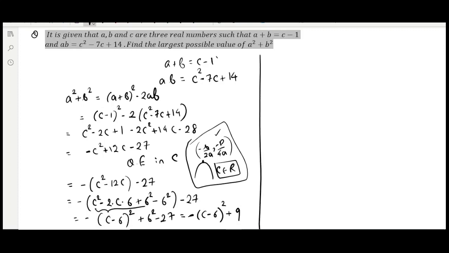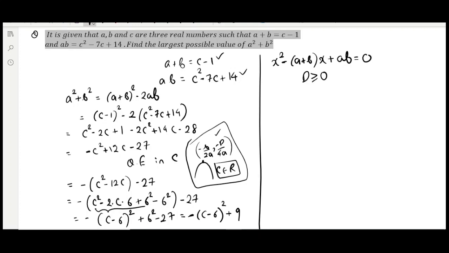Whenever we see these two terms, a plus b and ab, the first thing that comes to mind is that we can create a quadratic whose roots are a and b, and the quadratic will be of the form x square minus a plus b x plus ab. This is the quadratic equation whose roots are a and b. So as x takes the values a and b, they are the roots basically. For the roots to be real, D should be greater than or equal to 0, correct?